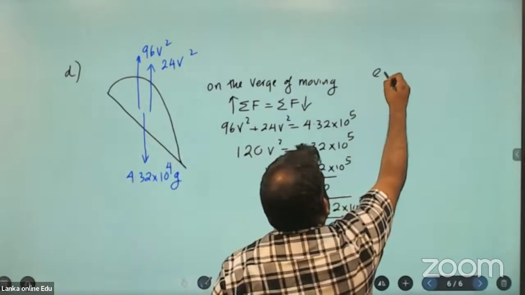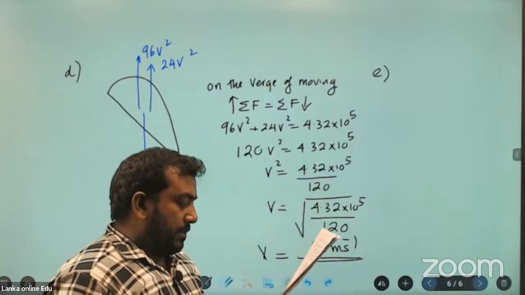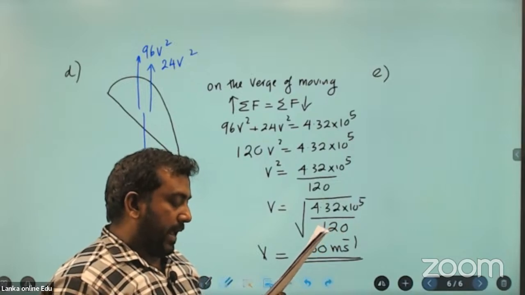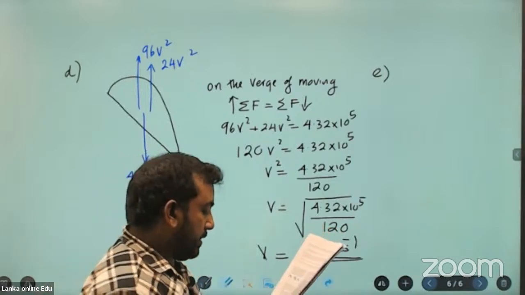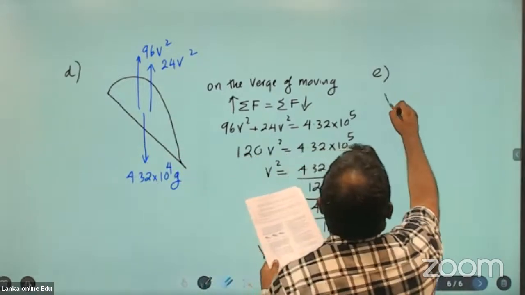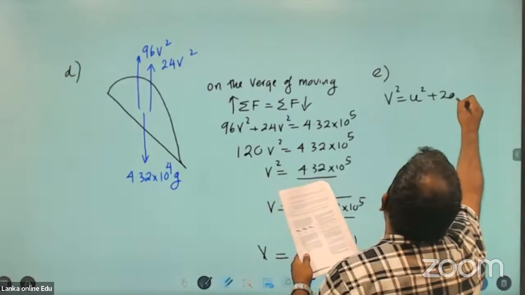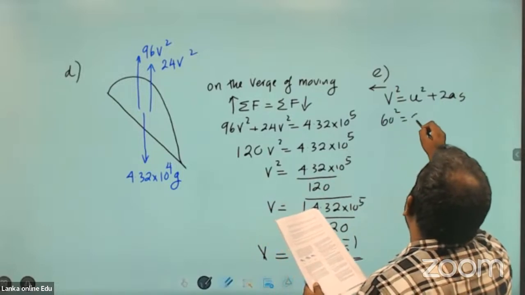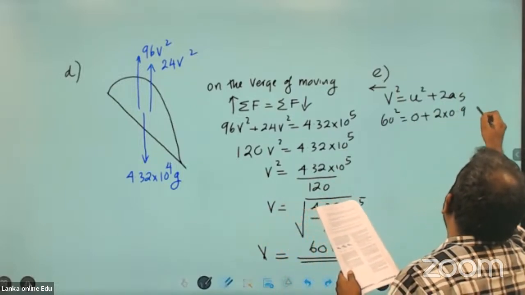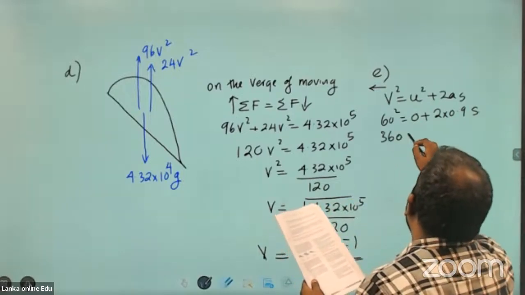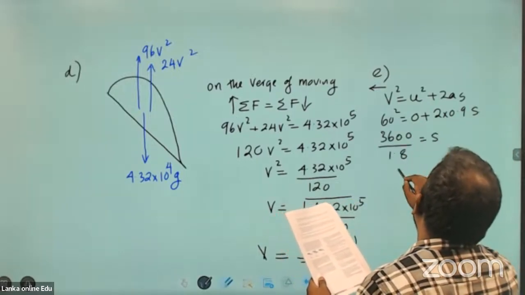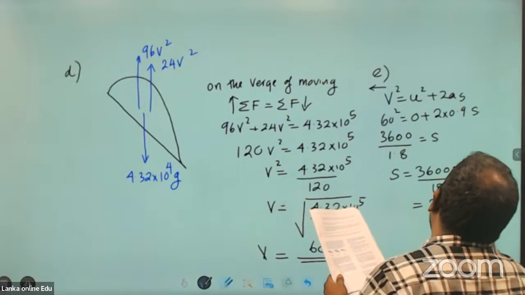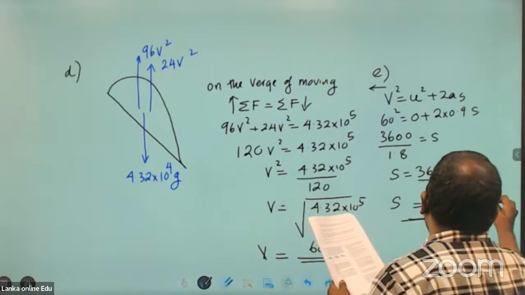Part E. If the maximum possible acceleration of the airplane on the runway is 0.9, assume that the airplane accelerates uniformly, calculate the minimum length of the runway needed for takeoff. V squared equals U squared plus 2AS. Final takeoff velocity is 60, starting from rest. Acceleration 0.9, S is the runway distance. 3600 divided by 1.8 is S. S is 36,000 divided by 18. A 2000 meter runway is needed. 2 kilometer runway is needed.